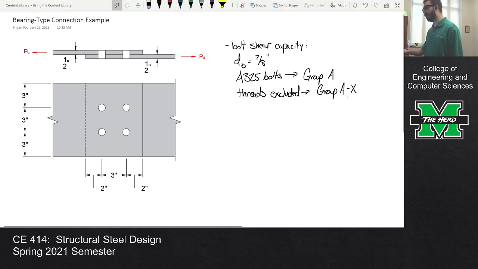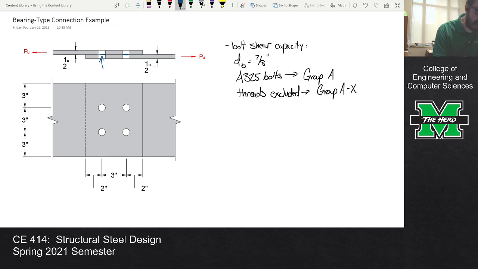But regardless, is this single shear or is this double shear? How many shear planes are running through the bolts? Oh, hold on. There's two plates. Two plates, but only one shear plane. The shear plane is what passes through the bolt. So we're only talking about one.